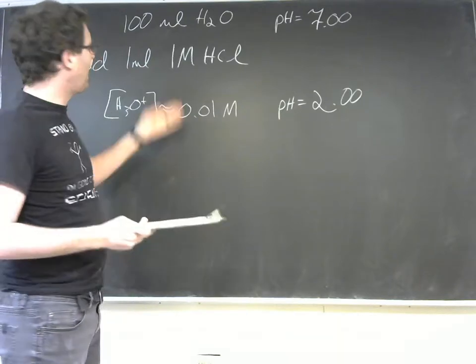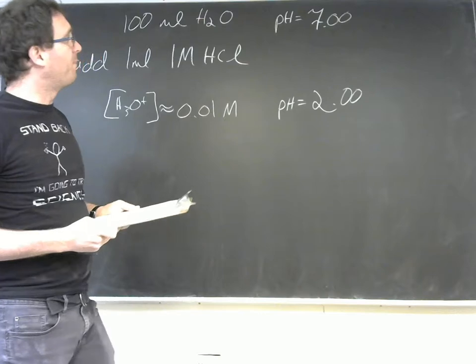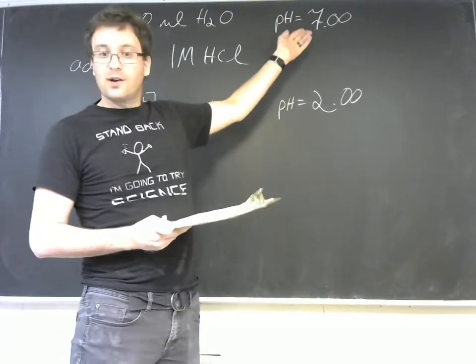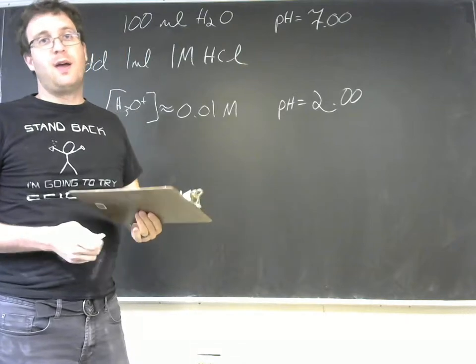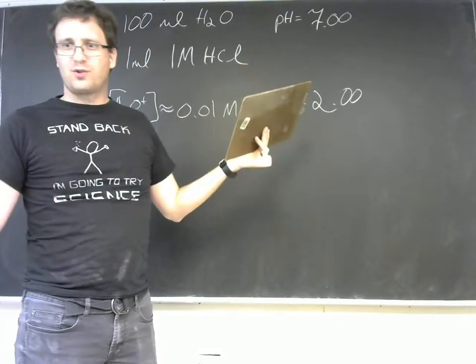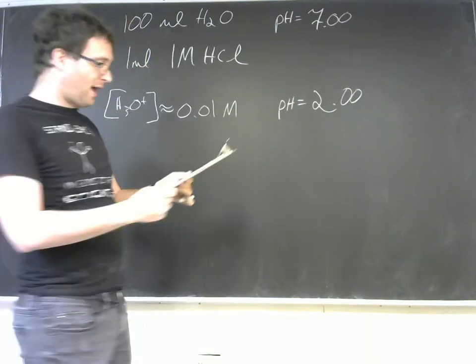And if I added a base like NaOH instead, then it would have been increasing by 5 pH units, or it would have been a pH of 12. And so you see, just one drop, one direction or the other, swings the pH really wildly.